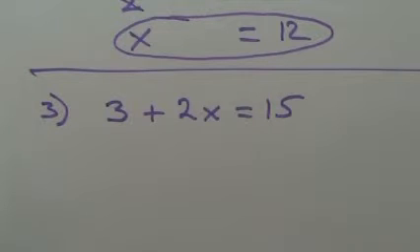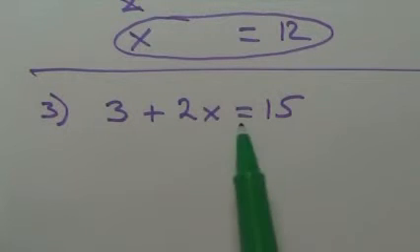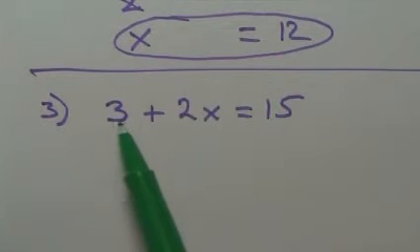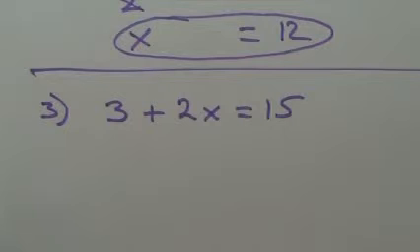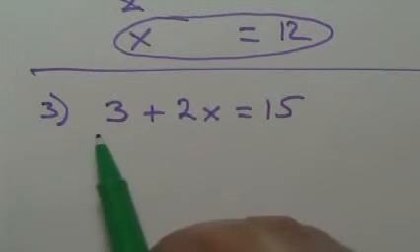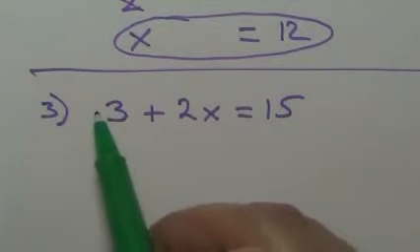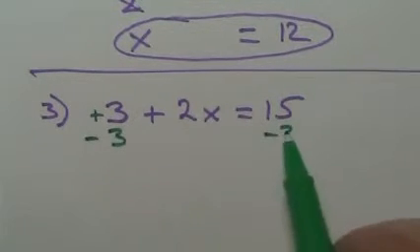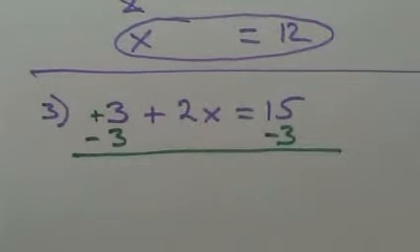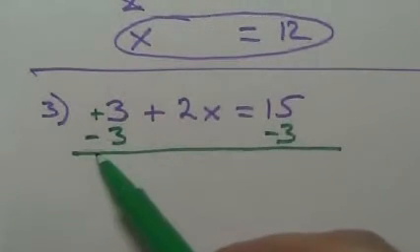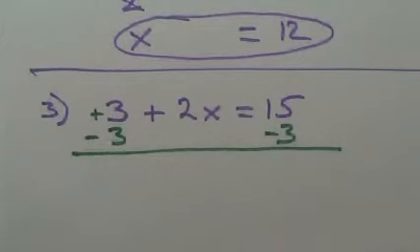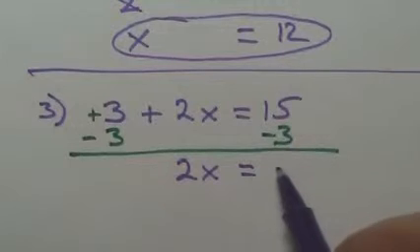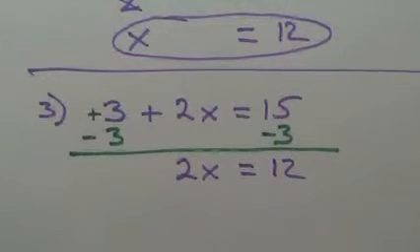Remember, our steps are adding or subtracting, then multiply or divide. So let's see, am I going to get rid of the 2 times x, the coefficient, or am I going to get rid of the constant, the 3? The 3. Okay, so this is a positive 3, so I will subtract 3. But I have to do it to both sides. So that's gone, and that's going to leave us with 2x, keep my equals lined up, equals 15 minus 3 is 12.